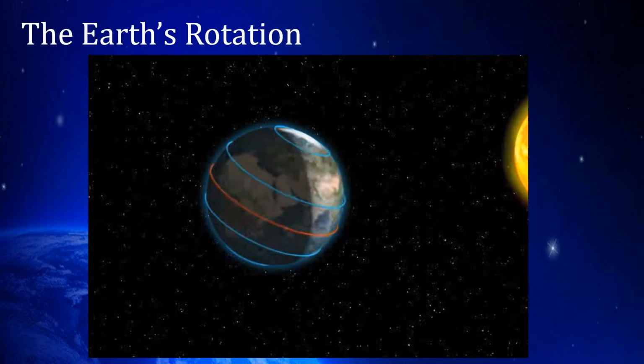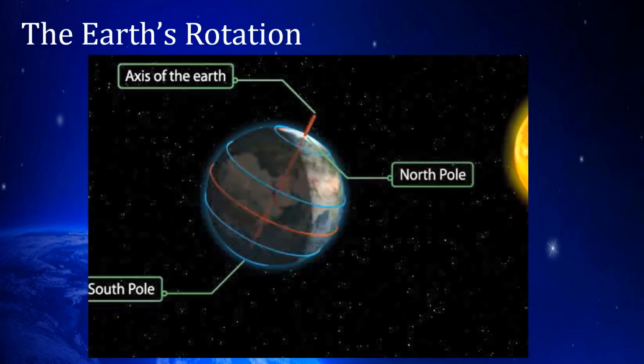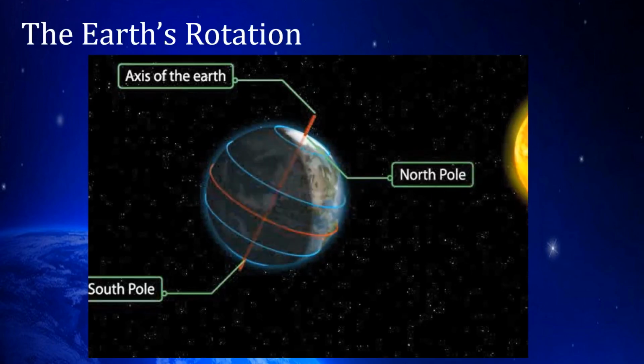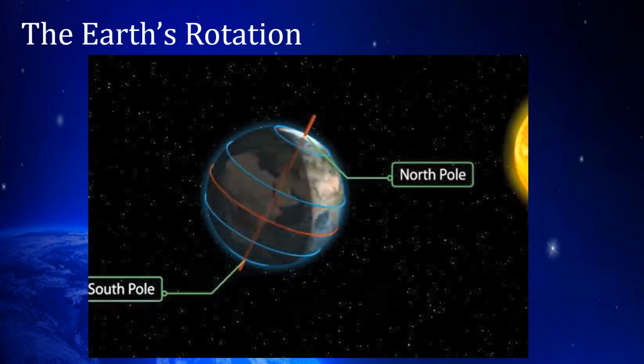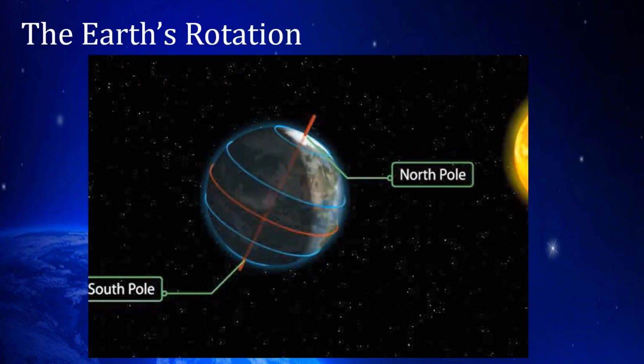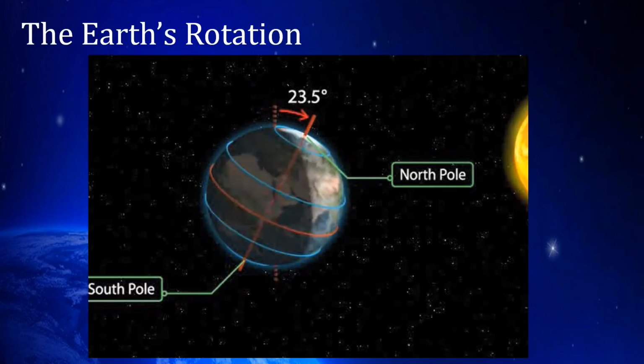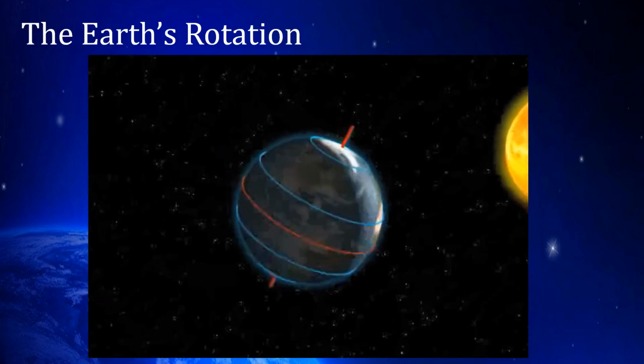So children, when the earth rotates, this is the axis of the earth, that is north pole and that is south pole. It makes an angle of 23.5 degrees. Okay, this was about the earth's rotation.